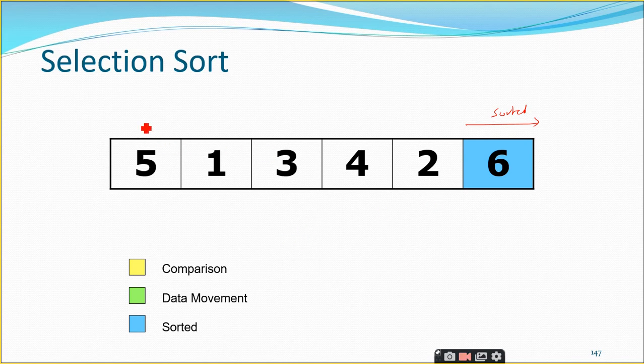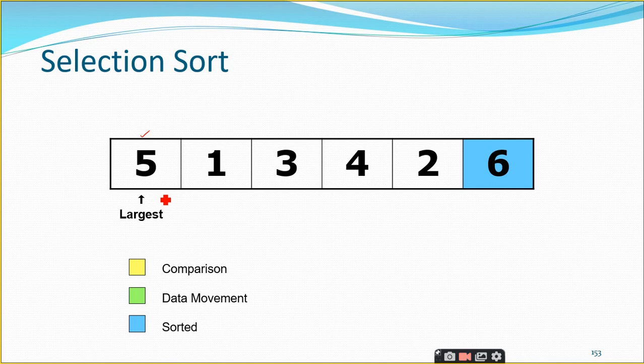Now, you will repeat the process on the unsorted array only. So, you will consider the 5 elements. Again, I will take the high value as 5, compare 5 with 1, retain the value of high as 5, compare 5 with 3, retain the value of high as 5, compare 5 with 4, retain the value of high as 5, compare 5 with 2, retain the value of high as 5. So, the largest element will be 5.